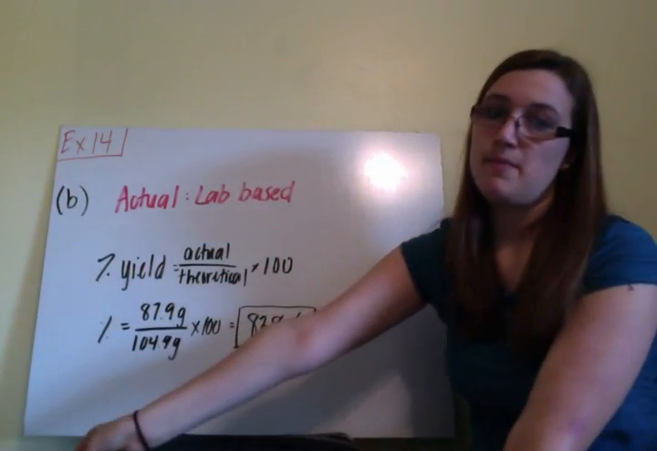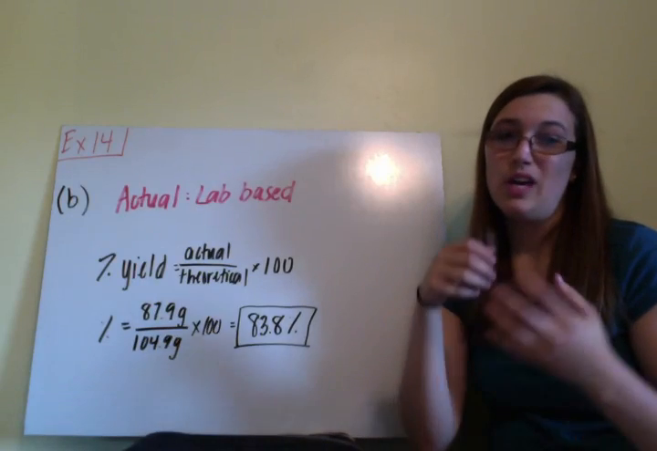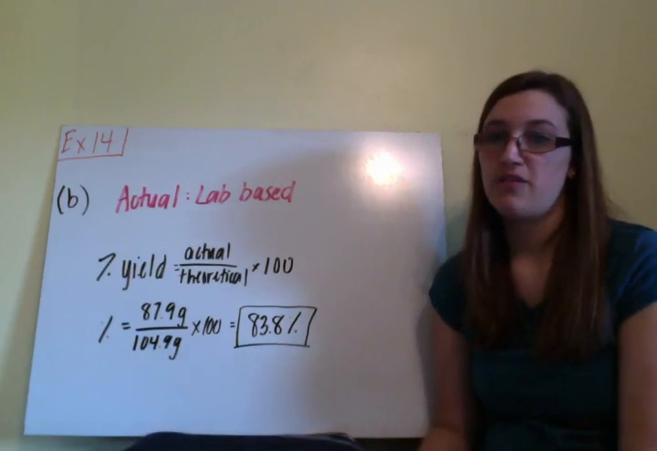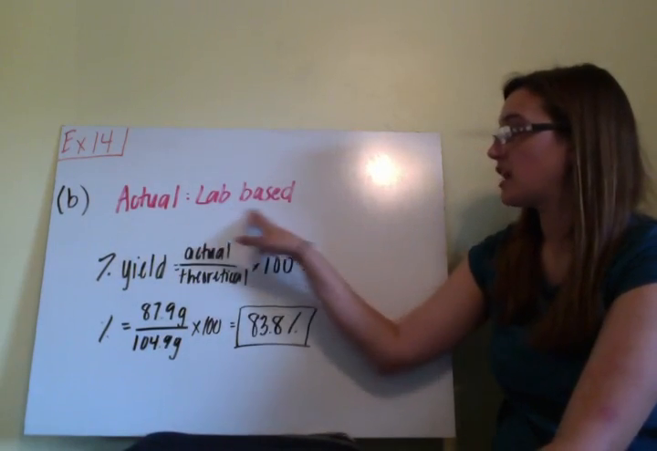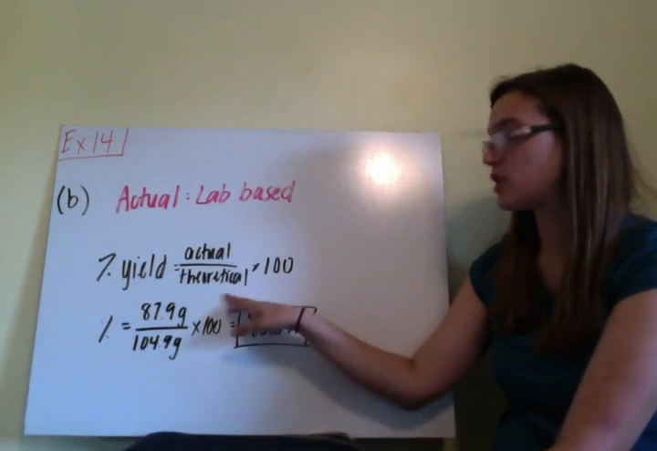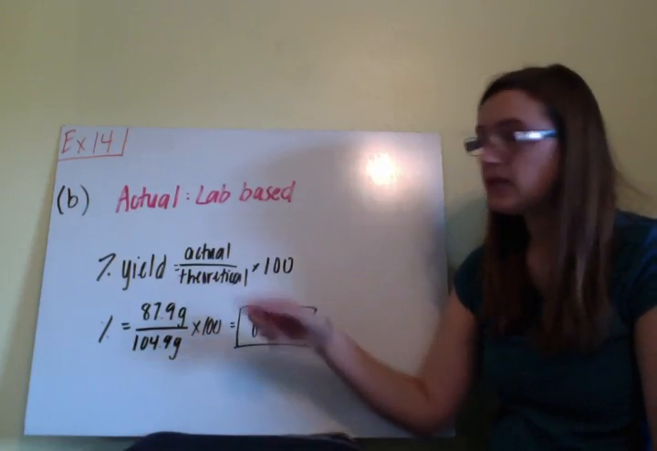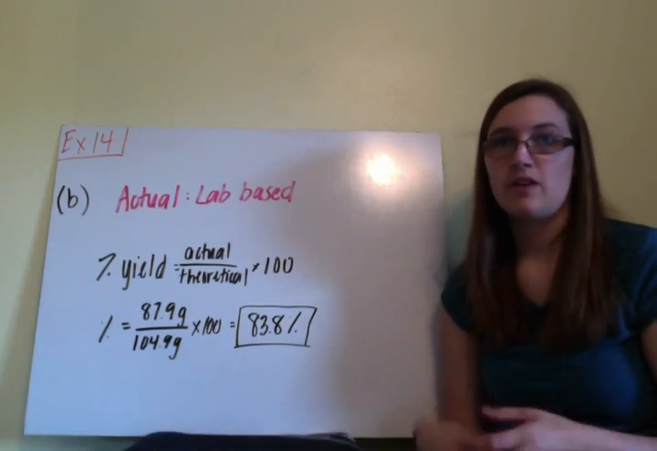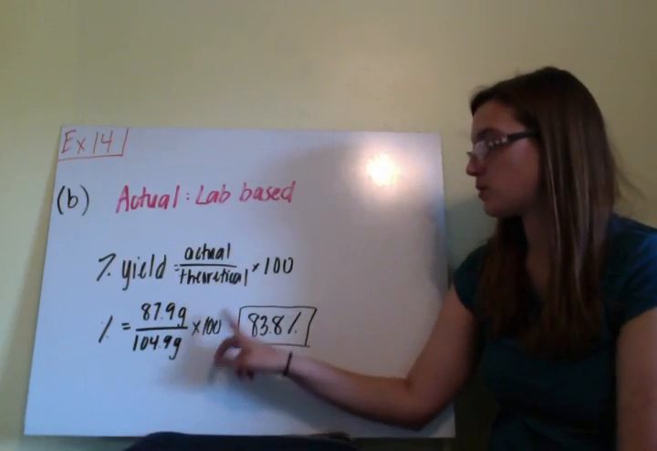However, in part B, it says that the actual yield of iron in your test is only 87.9 grams. So we have to find our percent yield. Our actual yield is based on our lab. Percent yield is always actual divided by theoretical times 100. Typically your actual is less. If for some reason you have a source of error, maybe you didn't dry something off, it might be more, but usually your actual is less.